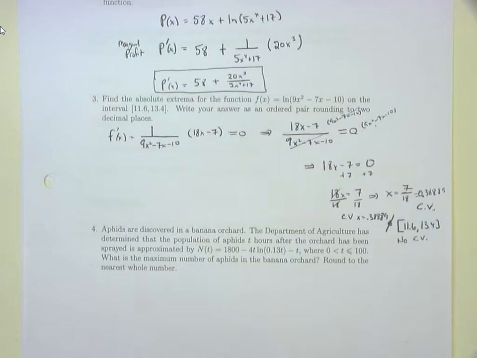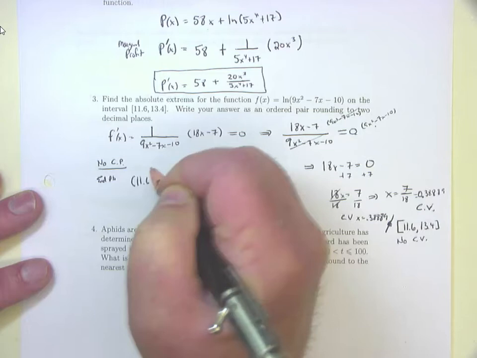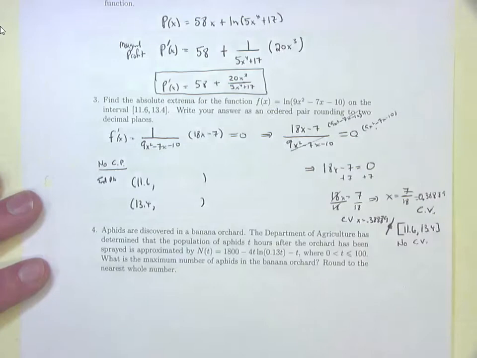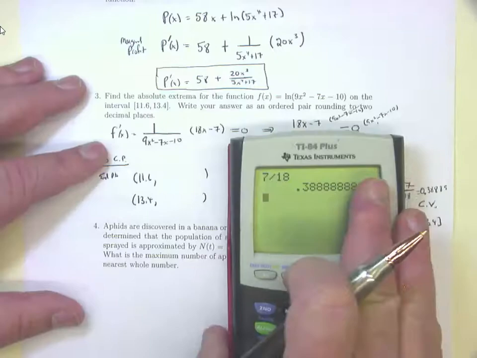So since you have no critical values, you'll have no critical points, but you do have some endpoints. Your endpoints are 11.6 and 13.4. And you've got to figure out their y coordinates. How do you figure out the y coordinates? What are you going to do? Plug it into the original equation. Anytime you need a y coordinate, you've got to double check and plug it into the original equation. The original equation is way up here.